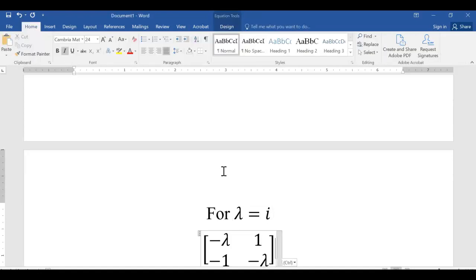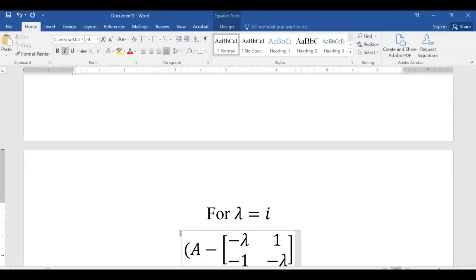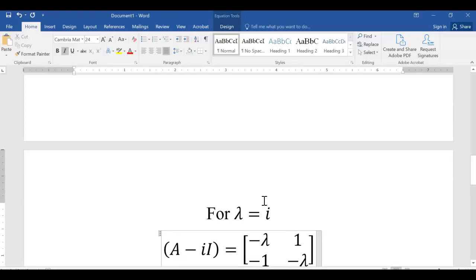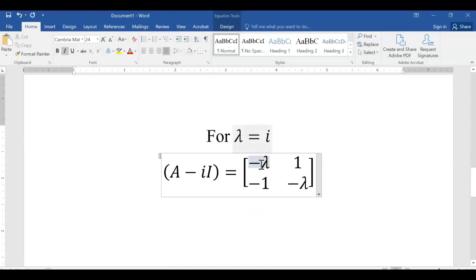And just plug in I. So this is just A minus the complex number I times the identity matrix I, which is going to be equal to the matrix negative I, 1, negative 1, negative I.